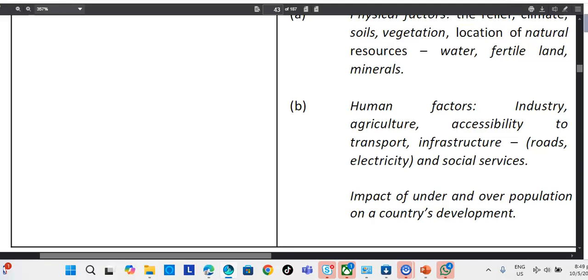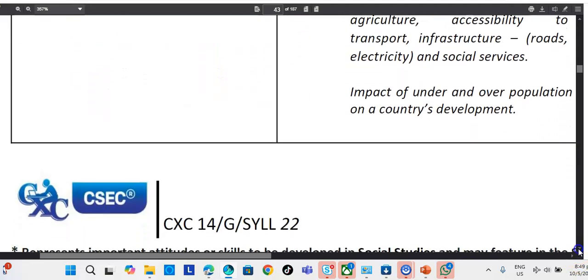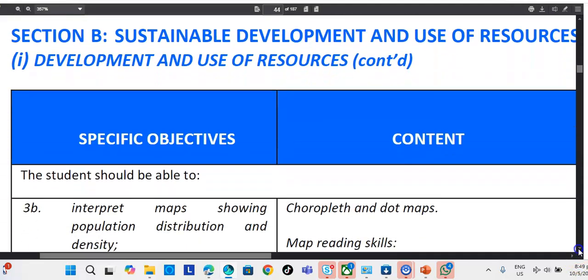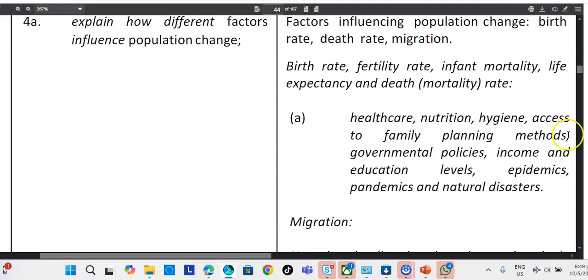So, if you are asked on your CXC social studies what the factors influencing population distribution and density are, you can talk about these physical factors and human factors. The syllabus asks us: students should be able to explain how different factors influence population change.